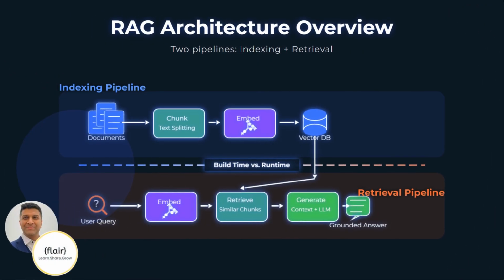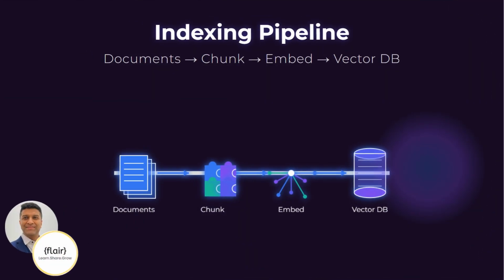RAG works through two main pipelines, the indexing pipeline and the retrieval pipeline. In the indexing pipeline, we gather documents from various sources, split them into smaller segments, convert them into embeddings, and store everything in a vector database.